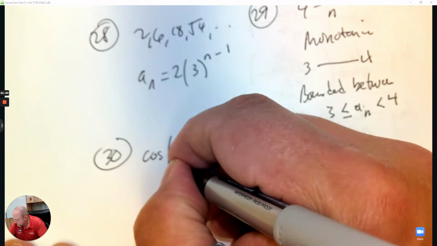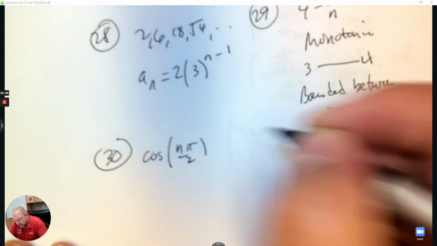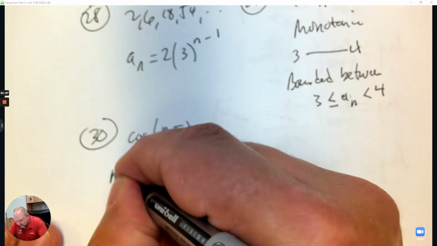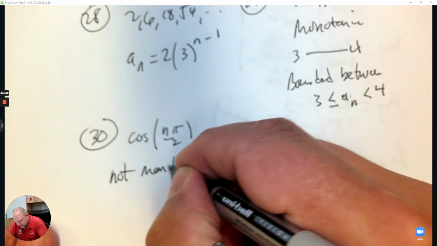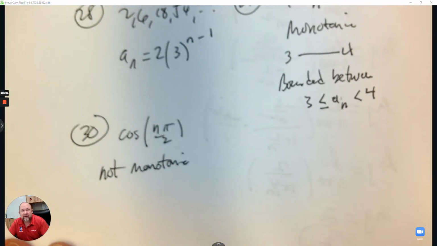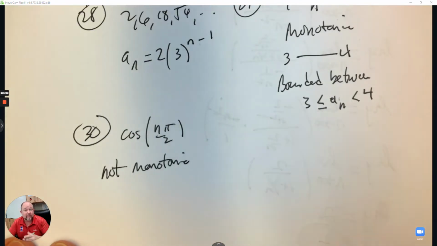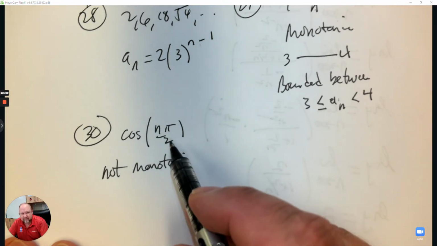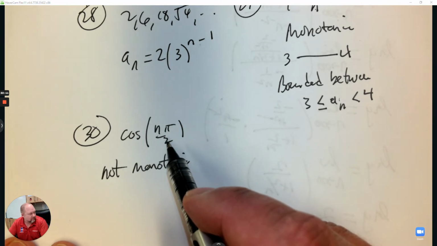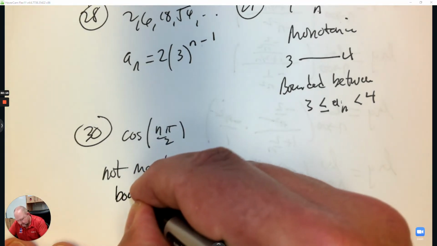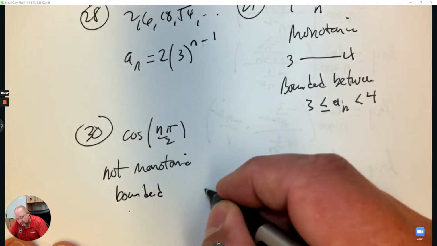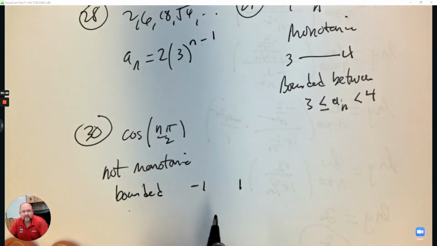Cosine n pi over 2. Well, right away, we know it is not monotonic, because cosine goes up and then down and then up and then down. Monotonic, it only goes up, or it only goes down, or it only increases, or it only decreases. Is it bounded between two numbers? And then cosine is bounded. In this case, it's bounded between -1 and 1.